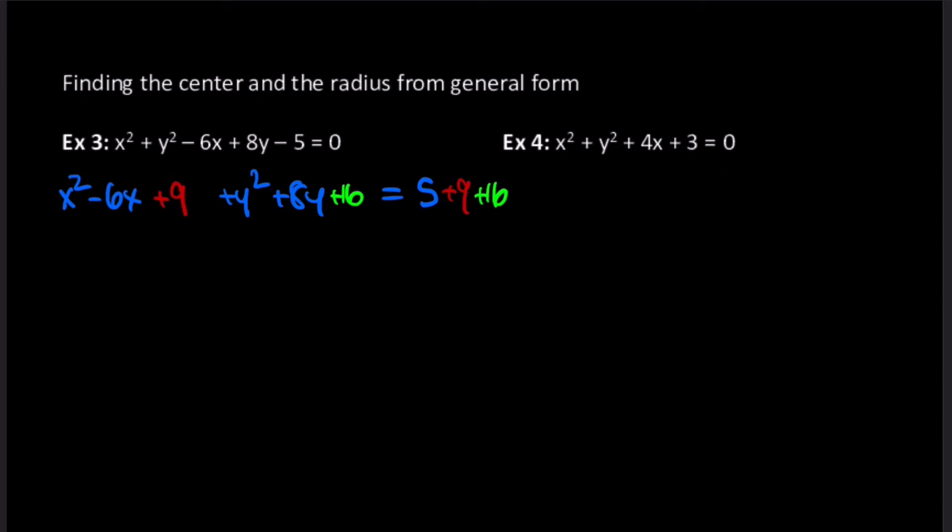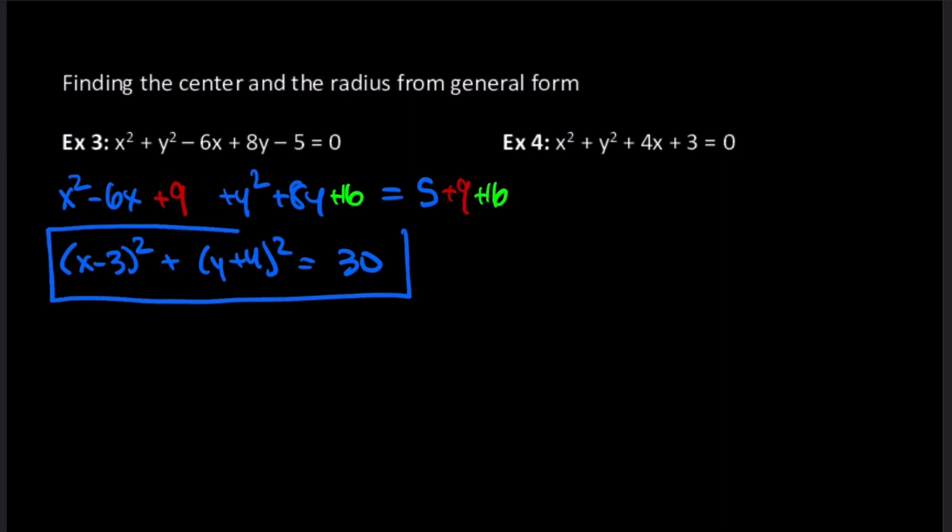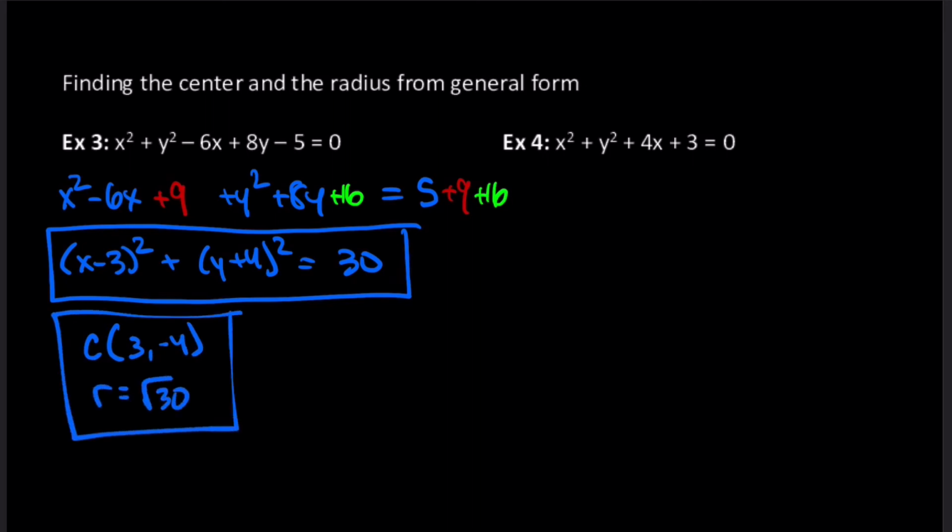All right, x squared minus 6x plus 9 factors to x minus 3 squared. Y squared plus 8y plus 16 factors to y plus 4 squared. And 5 plus 9 plus 16, what's that, 14, 16, 30. So great. Here's standard form. I can identify the center as 3, -4, and the radius as square root 30. All right, this would be calculator inactive, so don't worry about writing that down as a decimal.